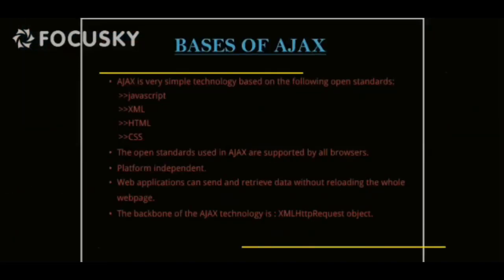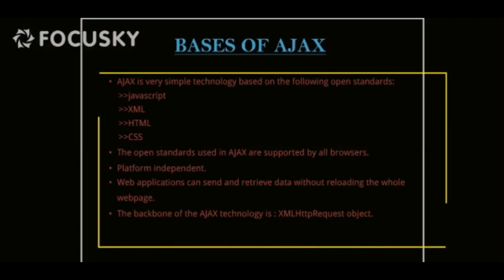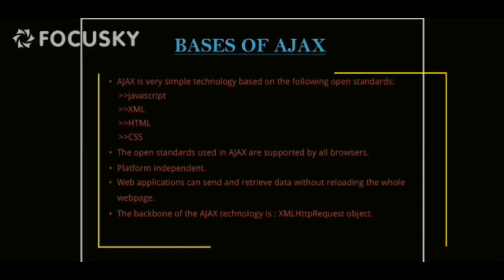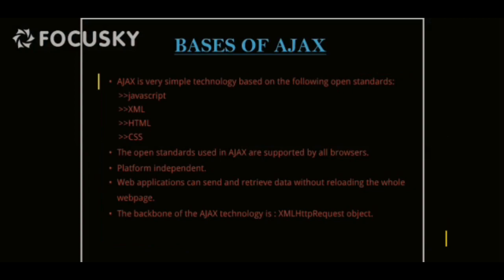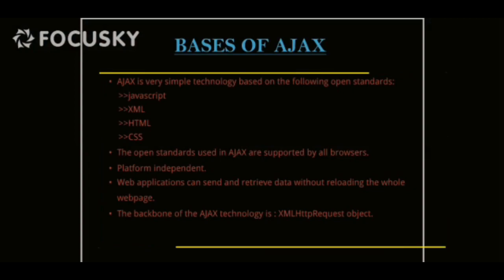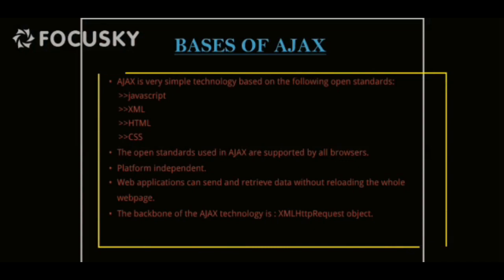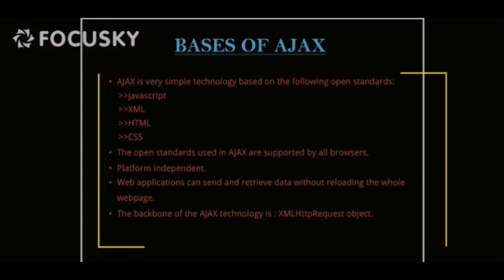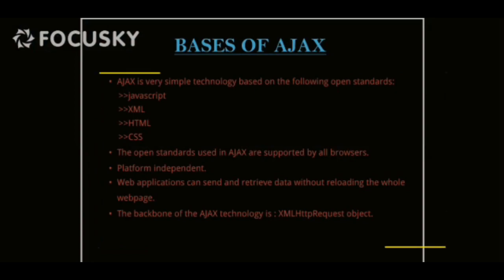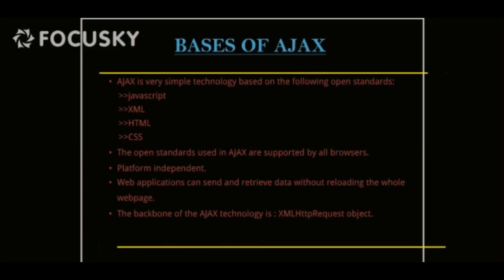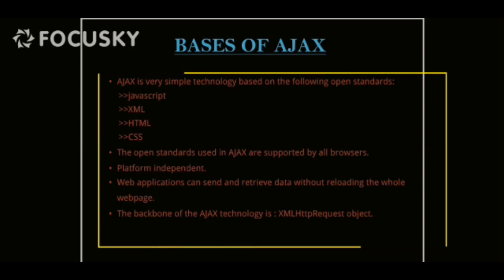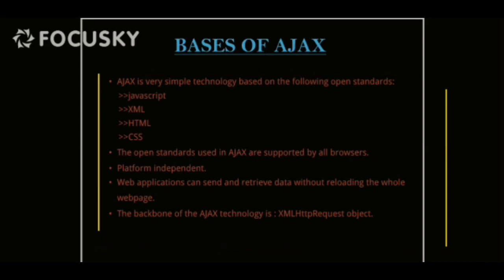Basis of Ajax. Ajax is a very simple technology based on the following open standards: JavaScript, XML, HTML and CSS. The open standards used in Ajax are supported by all browsers. Ajax is platform independent. With Ajax, a web application can send and retrieve data without reloading the whole web page. This is done by sending an HTTP request to the server and by modifying only parts of the web page using JavaScript when the server returns data. The backbone of Ajax technology is the XMLHttpRequest object.